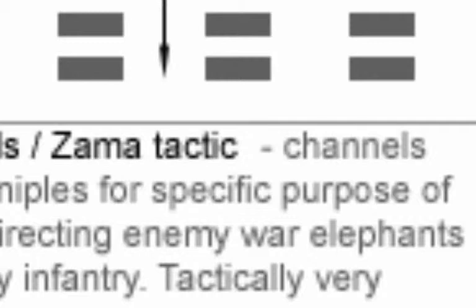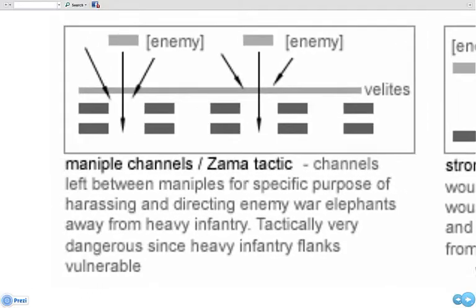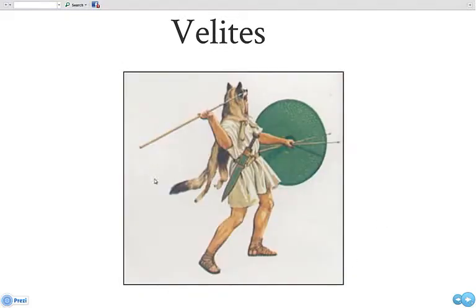But it would have the velites, or velites, I apologize, in the front line, and these guys would just pelt the enemy with spears. In fact, we'll move on to that, but they would pelt the enemy with spear after spear, so that their shields were useless and a couple of them might have died.